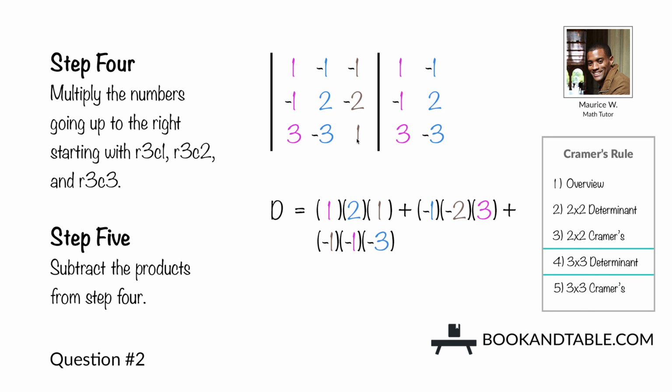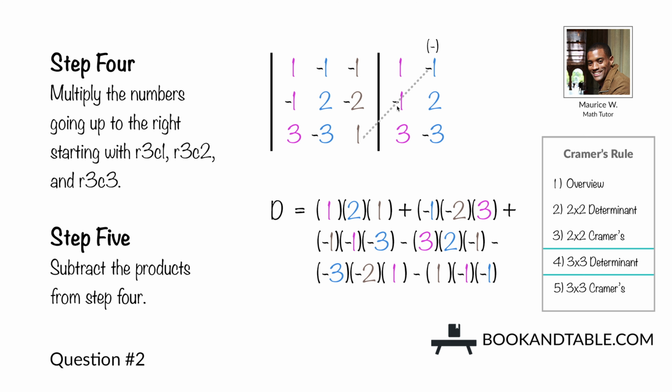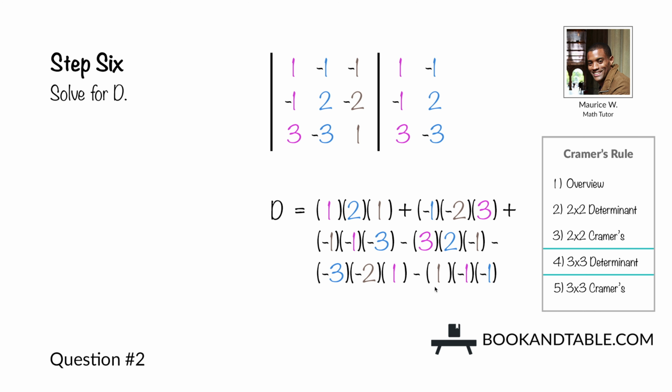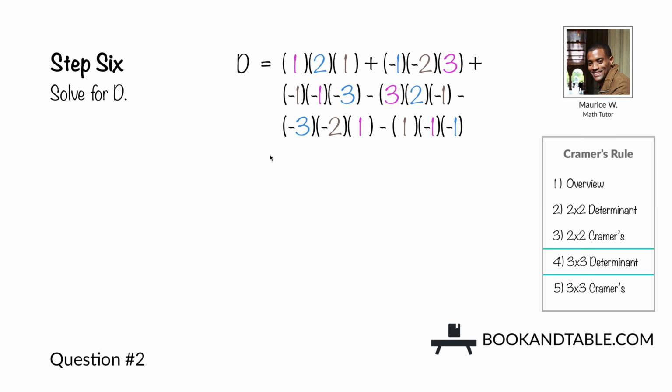And then step 5, subtract the products from step 4. So we'll place a minus sign in front of each of these products, giving us minus 3 times 2 times negative 1, minus negative 3 times negative 2 times 1, minus 1 times negative 1 times negative 1. And now, step 6, we can solve for D by evaluating this expression. So let's move our matrix to the side.